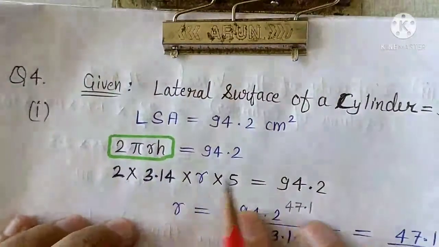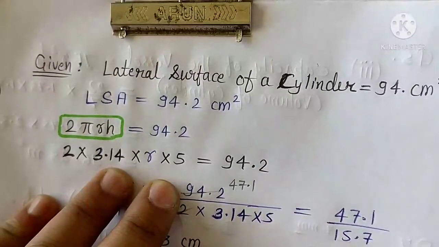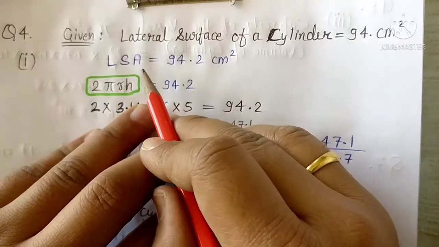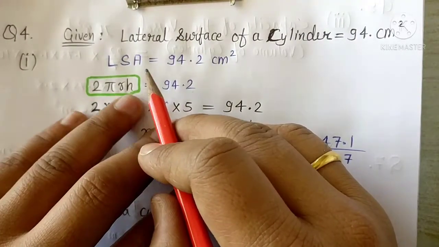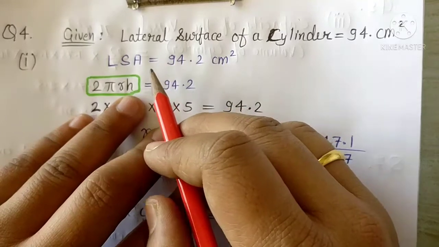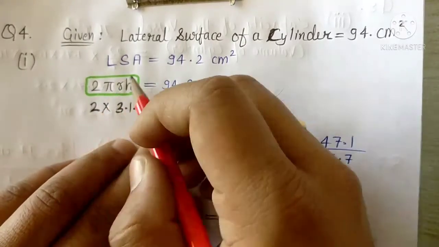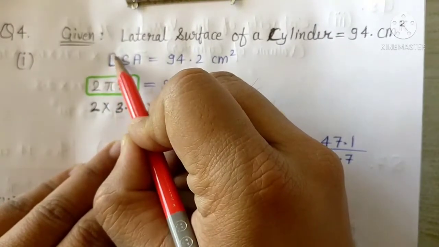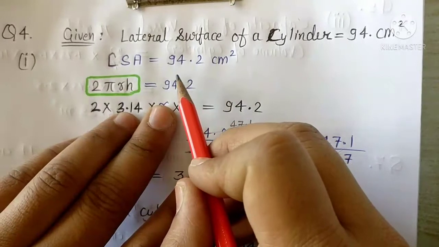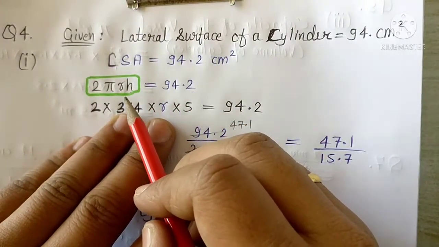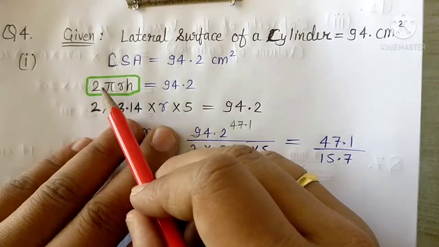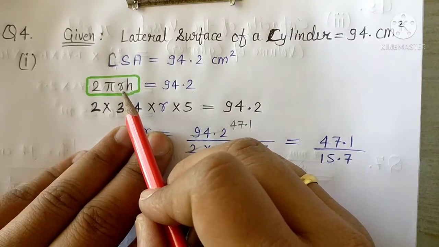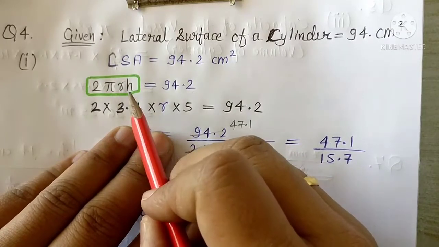As you can see here, question number 4, lateral surface area of a cylinder. How much is given? 94.2 centimeter square. So I have written here. Now lateral surface area means curved surface area also, but since it is a cylinder, we will use CSA only. It's better to use CSA instead of LSA. So CSA of a cylinder is given 94.2. Now what is the formula for CSA or LSA? 2 pi r h. So 2, the pi value already given in the question, 3.14 we have written. The R value, the radius, we have to find out. The H value is given 5.